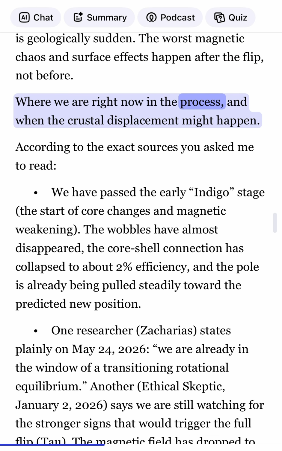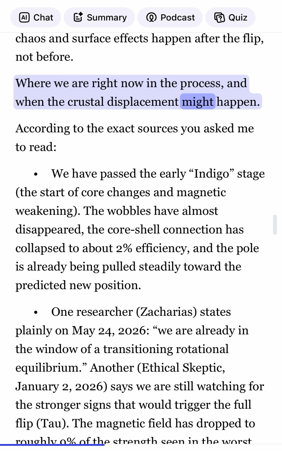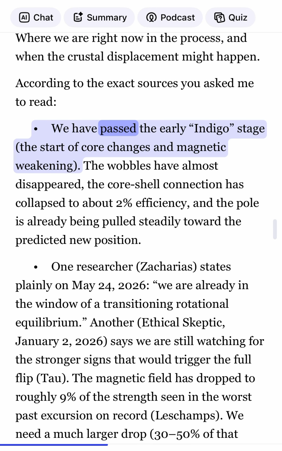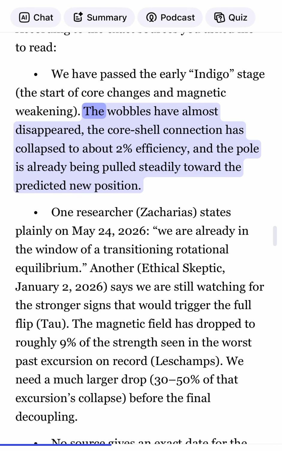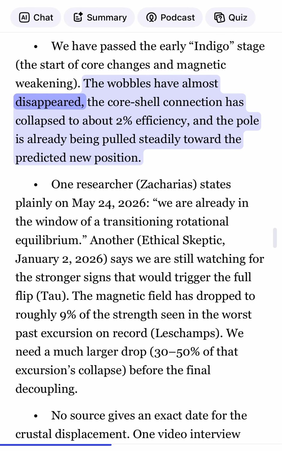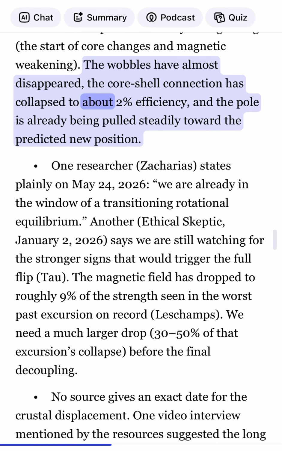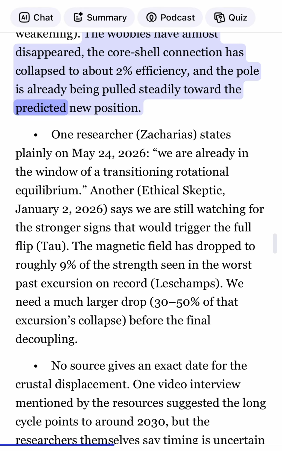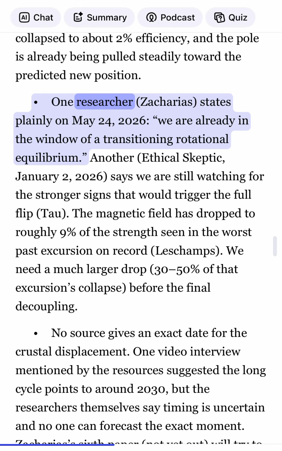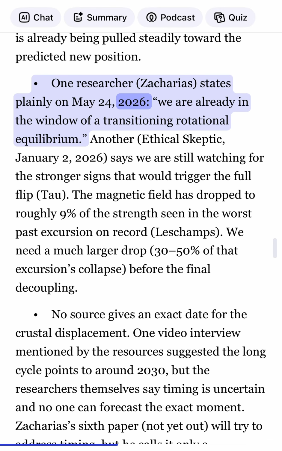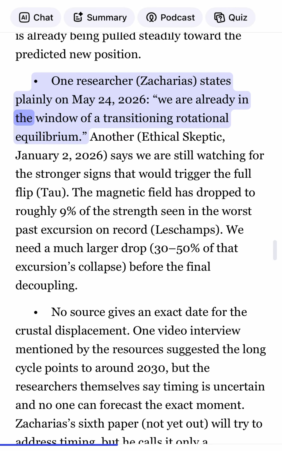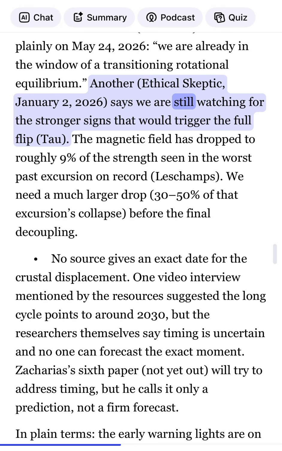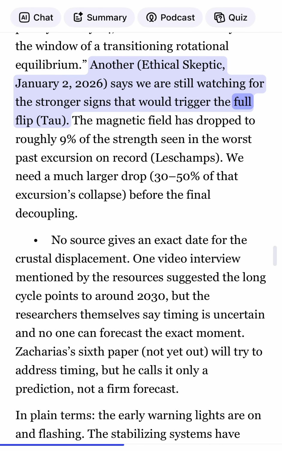Where we are right now in the process, and when the crustal displacement might happen, according to the exact sources you asked me to read. We have passed the early indigo stage. The wobbles have almost disappeared. The core shell connection has collapsed to about 2% efficiency, and the pole is already being pulled steadily toward the predicted new position. One researcher states plainly on May 24, 2026, "We are already in the window of a transitioning rotational equilibrium." Another says we are still watching for the stronger signs that would trigger the full flip.